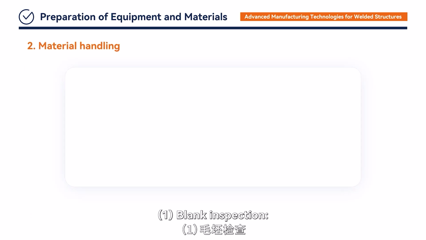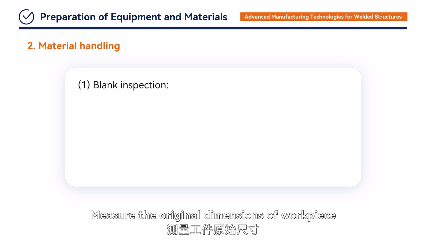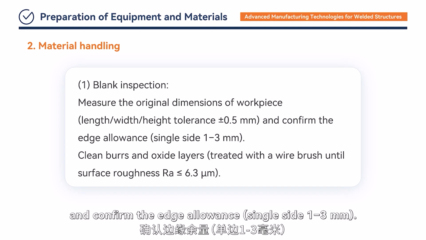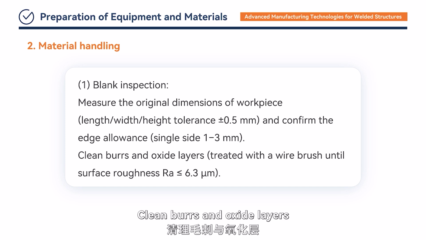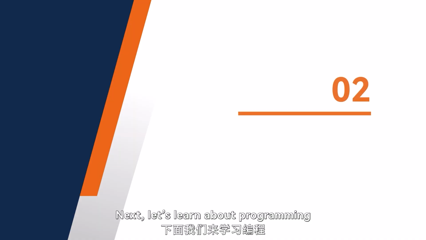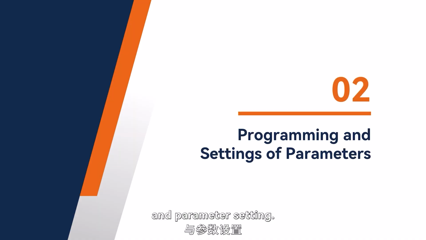2. Material handling. 1. Blank inspection. Measure the original dimensions of workpiece. Length, width, or height tolerance plus or minus 0.5 millimeters. And confirm the edge allowance, single side 1 to 3 millimeters. Clean burrs and oxide layers, treated with a wire brush until surface roughness is less than or equal to 6.3 micrometers. Next, let's learn about programming and parameter setting.